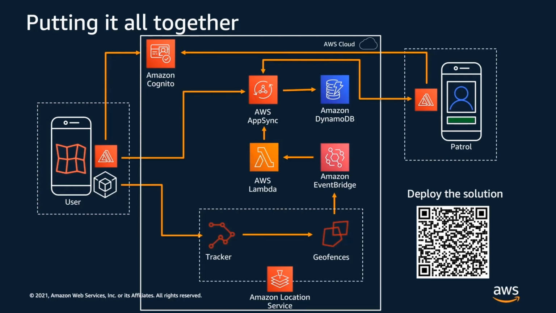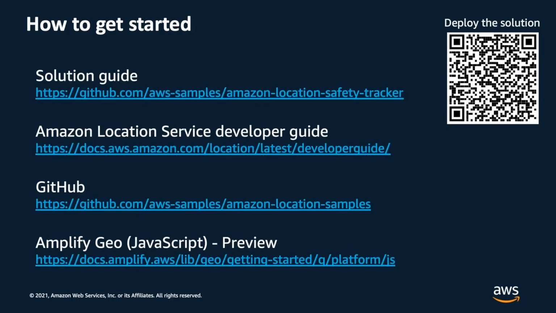You can deploy this particular solution by following the QR code on the right, or by going to the solution guide on GitHub. You can also go to our Amazon Location Service developer guide so you can understand how to build a similar application, move beyond that, or create applications that leverage the other features provided by Amazon Location Service like maps, routes, and places. We also have a GitHub that has samples only related to Amazon Location. You find a lot of cool projects there for you to follow.